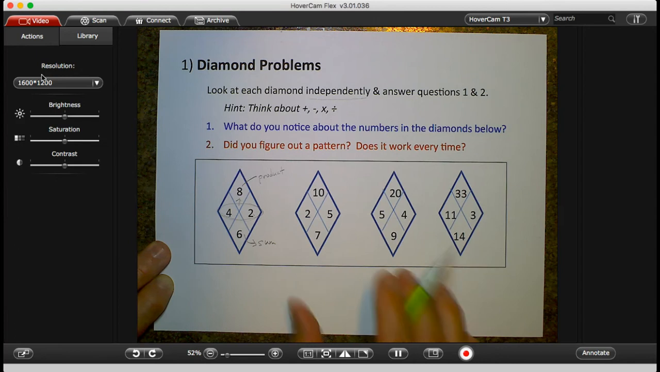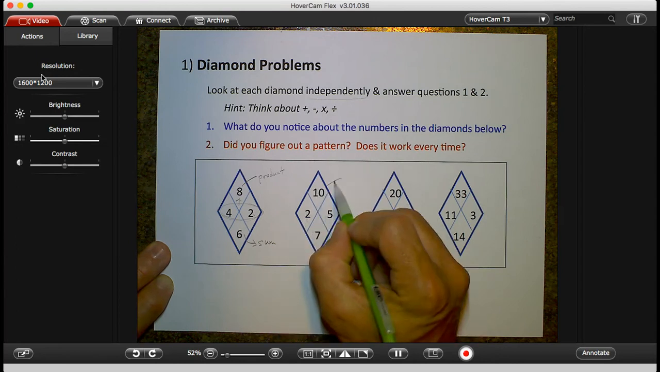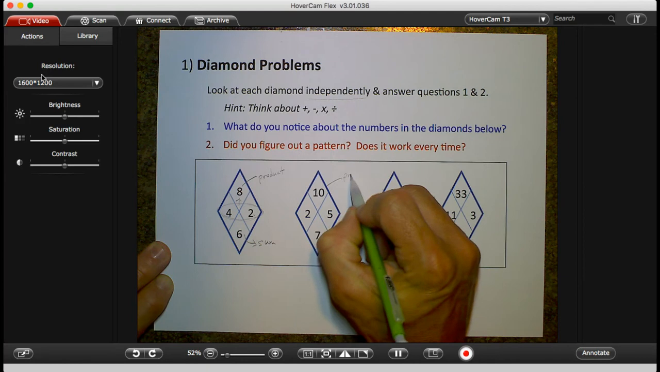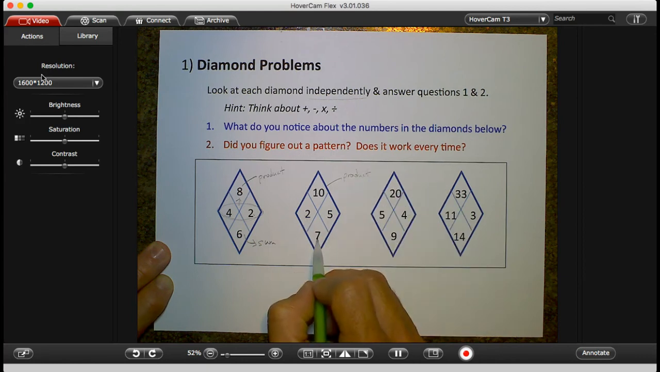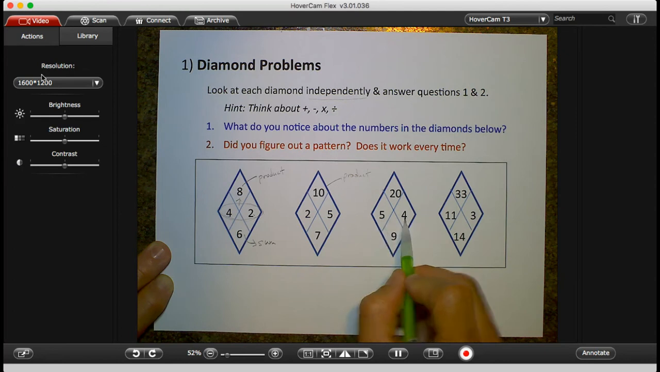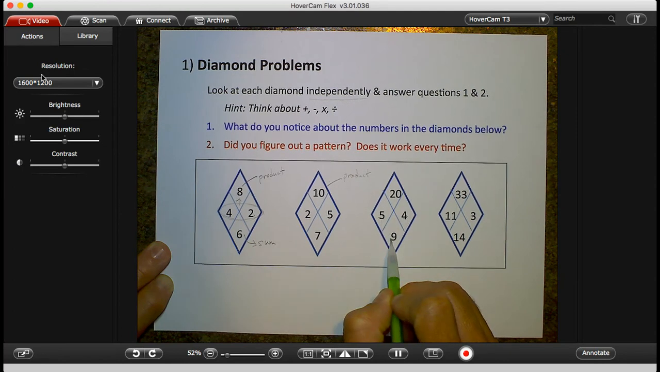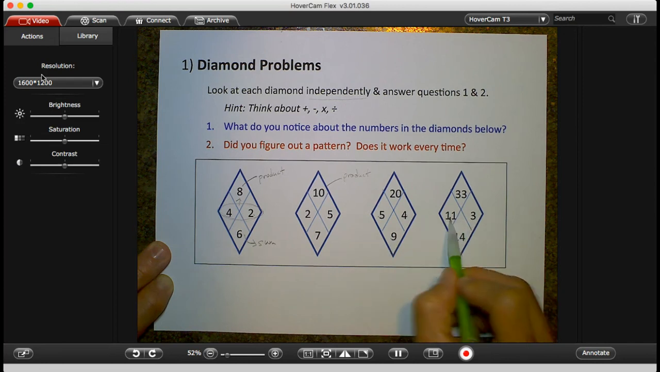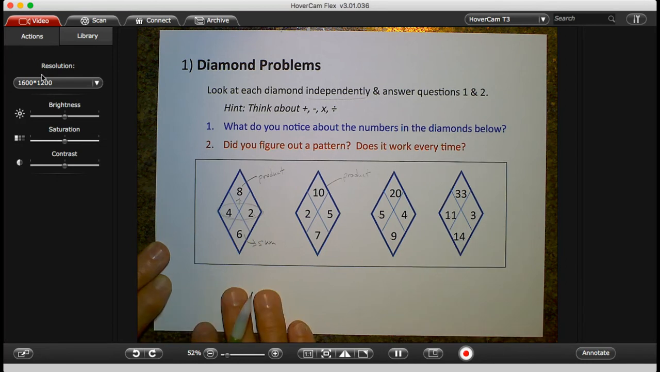Now let's see if that works here. 2 times 5 is 10. So again, 10 is our product. 2 plus 5 is 7. Let's try it again. 5 times 4 is 20. 5 plus 4 is 9. 11 times 3 is 33. 11 plus 3 is 14. So I think that's our pattern.